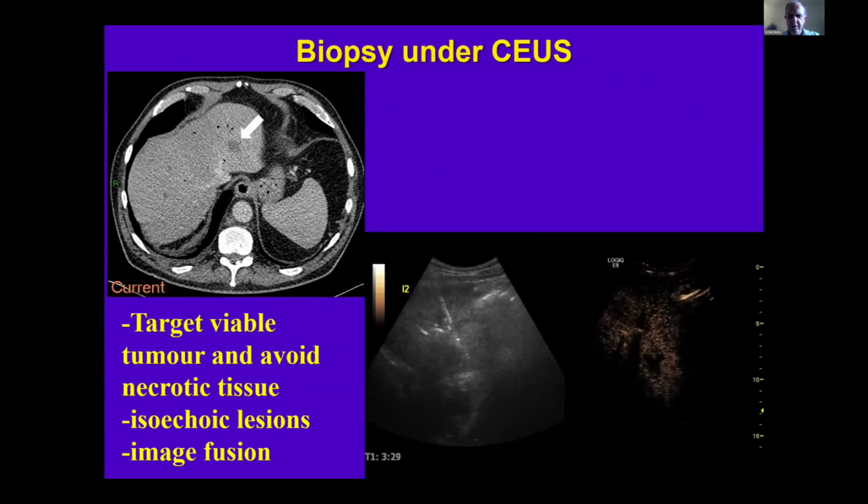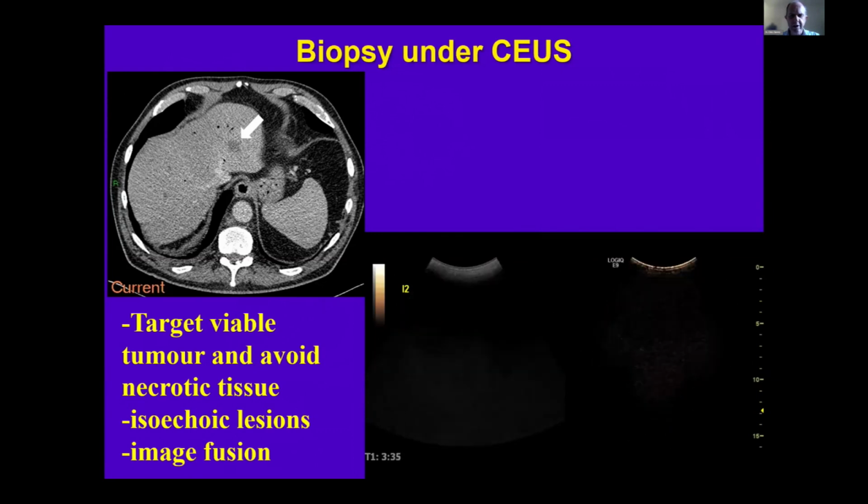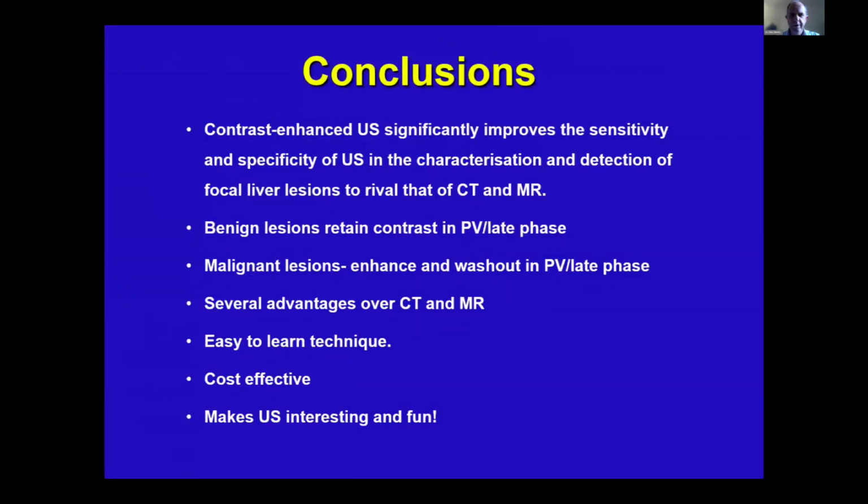So again, the conspicuity of the metastasis is massively improved. And you can use this technique to target viable tumor, avoid necrotic tissue, great for isoechoic lesions, and as part of an image fusion technique. So in conclusion, contrast ultrasound is a really versatile technique.